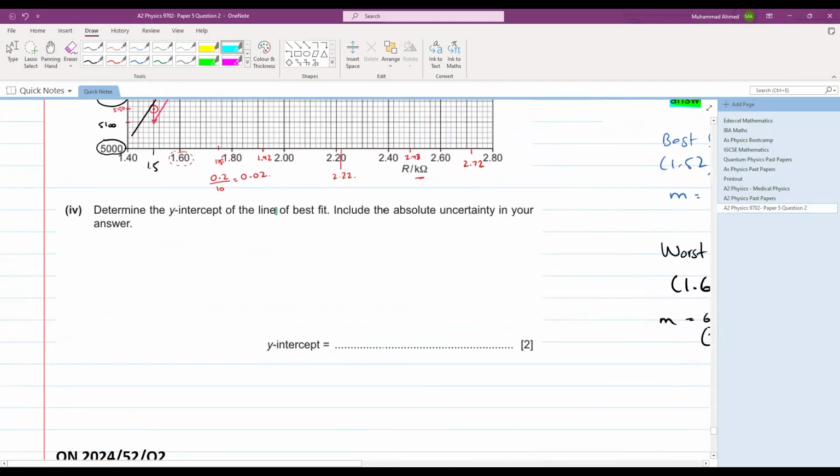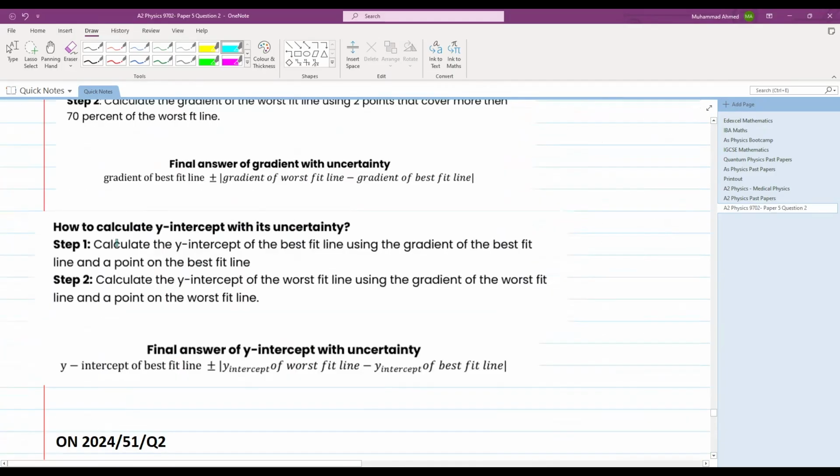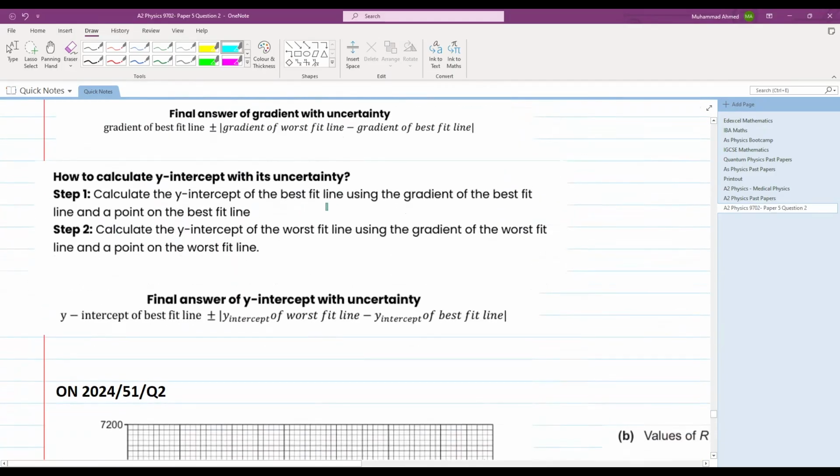Determine the y-intercept of the best fit line. Include the absolute uncertainty in your answer. Perfect. You have to determine the y-intercept of the best fit line and its uncertainty as well. So it's very easy. How will you calculate the y-intercept of the best fit line? Using the gradient and a point on the best fit line. You can calculate it by taking a point and the gradient of the best fit line.